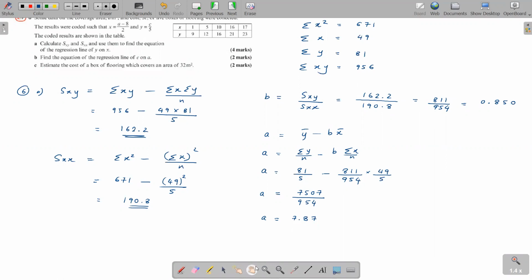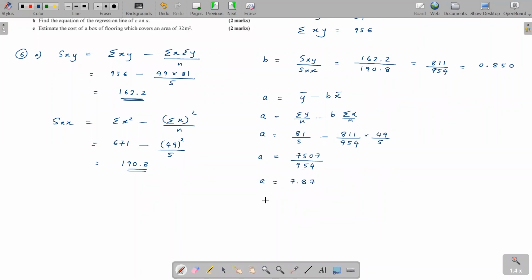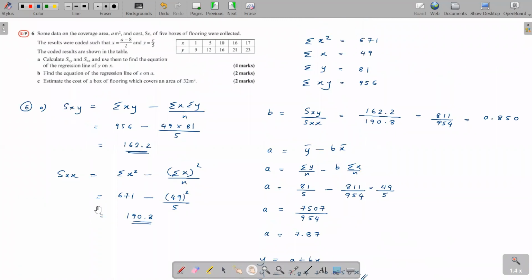Okay, guys. So then let's write the equation of the regression line, y equals a plus bx. So this is the line of best fit. a is 7.87, b is 0.850, times x. All right, guys. So this is the answer for the regression line of y on x.